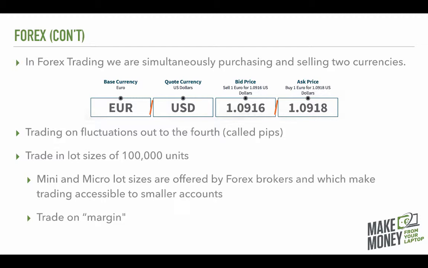Now, through electronic trading and through margin offers, brokers actually allow us to trade much smaller sizes than that. There are mini and micro lot sizes that brokers allow us to trade, which makes foreign exchange trading very accessible to people with smaller accounts. So it takes a much smaller balance to get started.